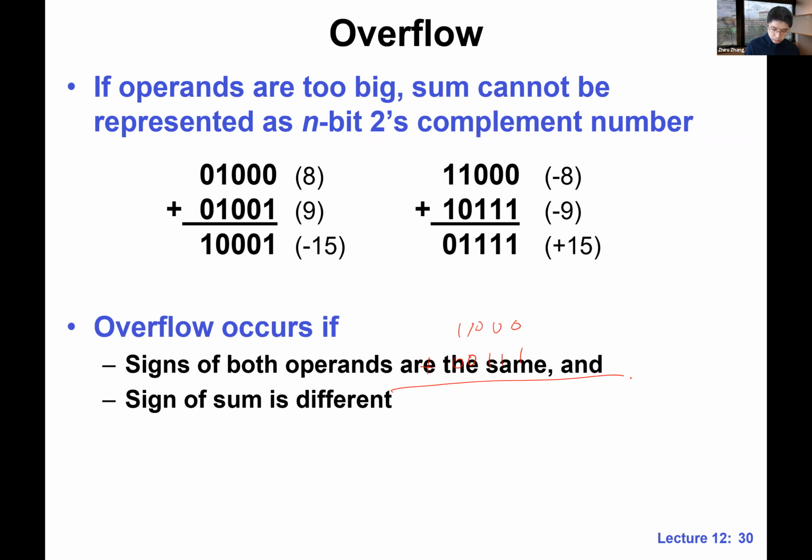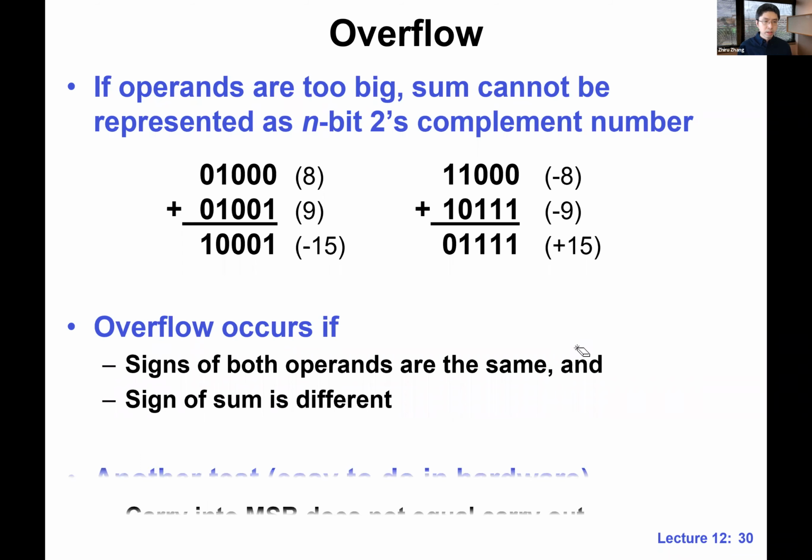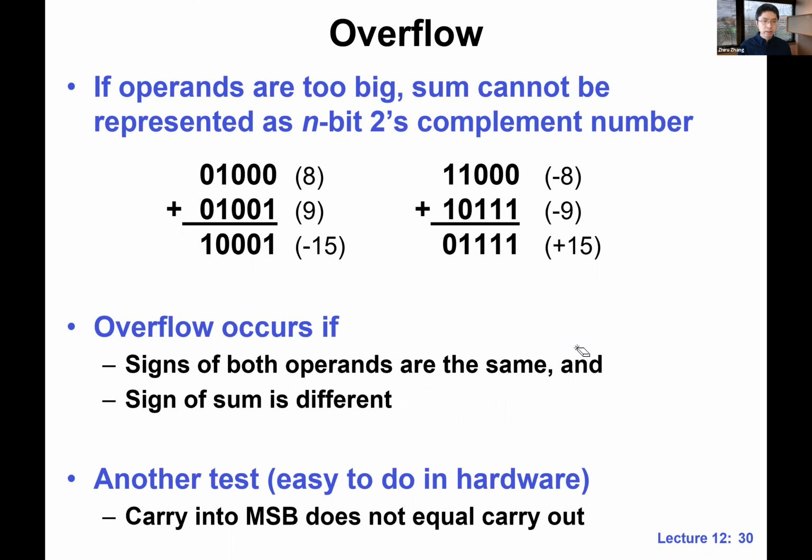So, overflow occurs before the quiz. Let me just repeat some of the things that we already mentioned. When the signs of both operands are the same, but the sign of the sum is different, that's where we have overflow. And there's actually a pretty neat trick to capture the overflow in the hardware. This is something that we're going to look at later on. We check the carry into the MSB and the carry out of the MSB, and we can just do an XOR. That's how we can detect overflow in a very cheap way in the actual hardware. Think about why this is the case.